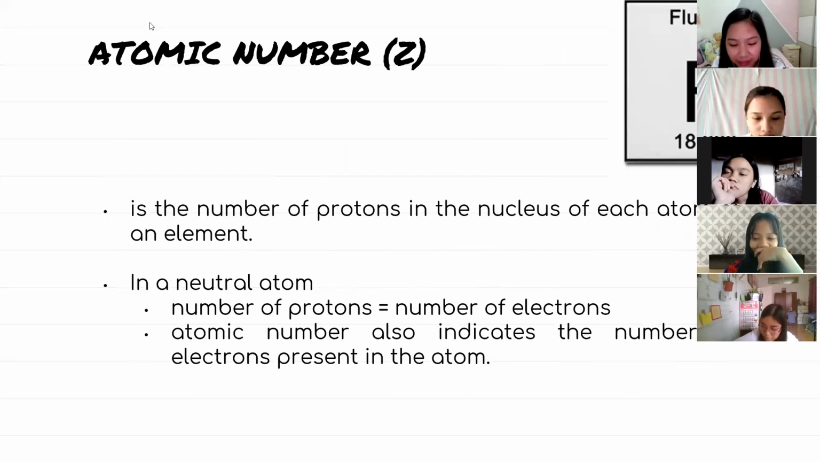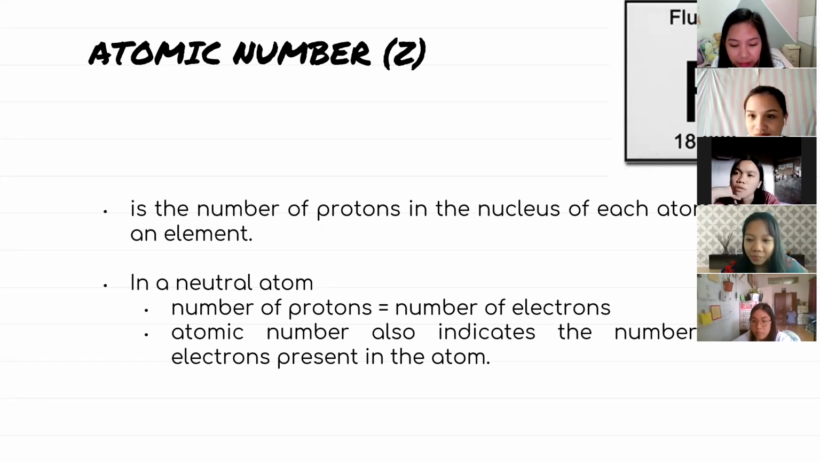Let's have first the atomic number. This is the number of protons in the nucleus of each atom. Just like in the example, you have fluorine with atomic number 9 and atomic mass 18.998. The atomic number comes first, and it means that fluorine has 9 protons.